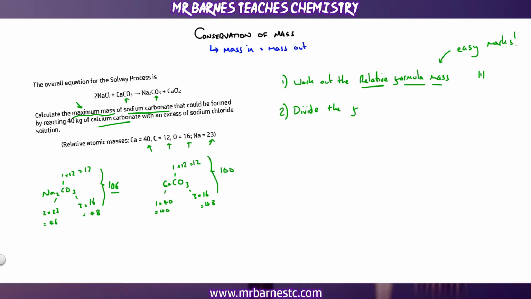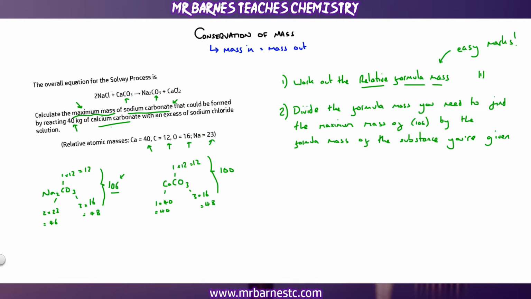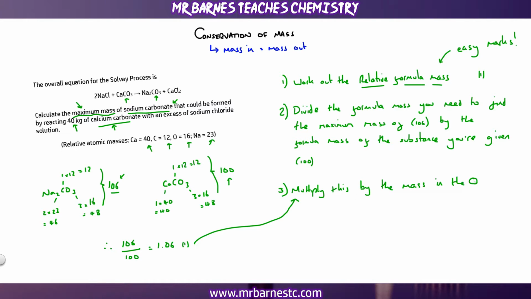So once we've got the relative formula mass, the next step is to divide the formula mass of the thing that you need, and the thing that we need is sodium carbonate, by the thing that we have, which is the 40 kilograms of calcium carbonate. So we take the relative formula mass of those, it's 106 divided by 100, which gives me 1.06. That's my ratio, so that gets me my second mark. And then all I have to do for my third step is take whatever that number is and times it by the mass in grams or kilograms or tons, which in this case is 40 kilograms. So 1.06 times 40 gives me 42.4 kilograms for my third mark.